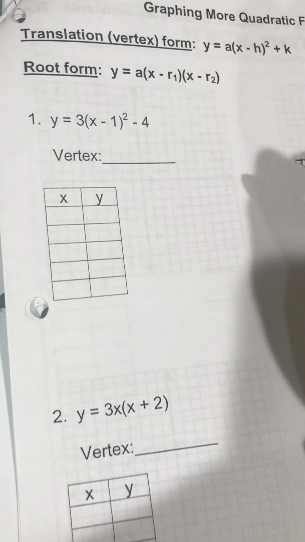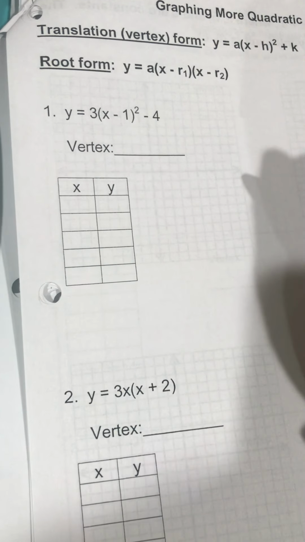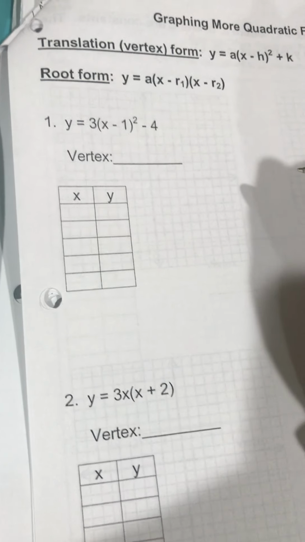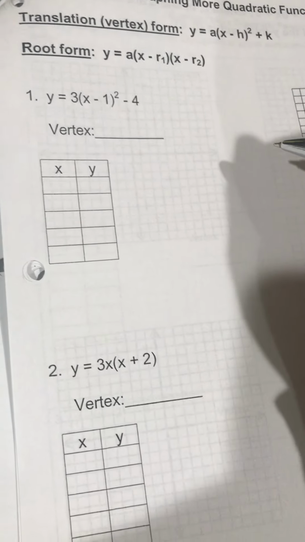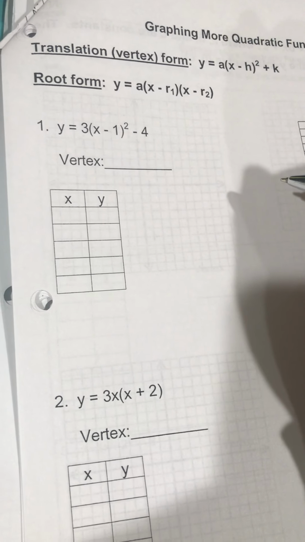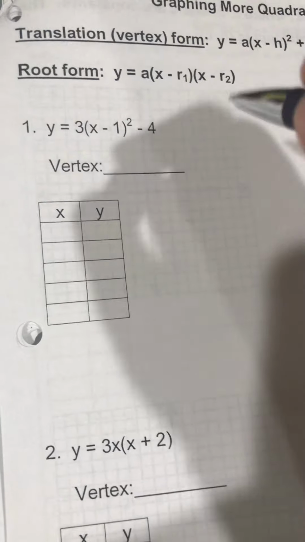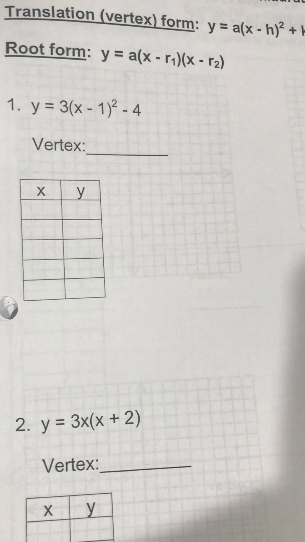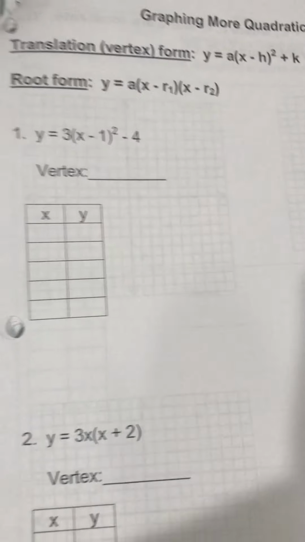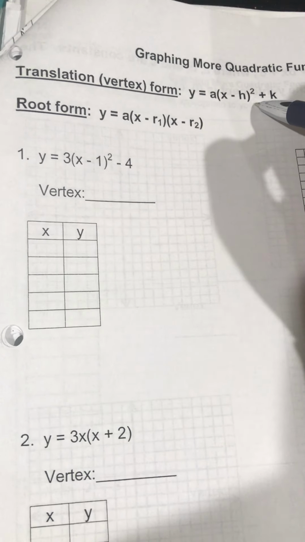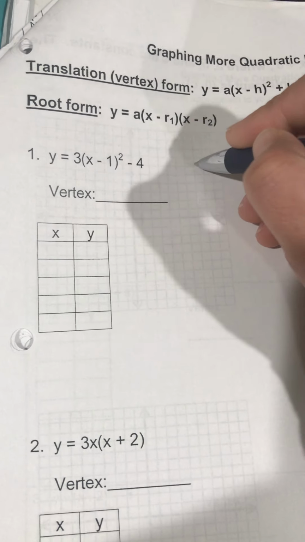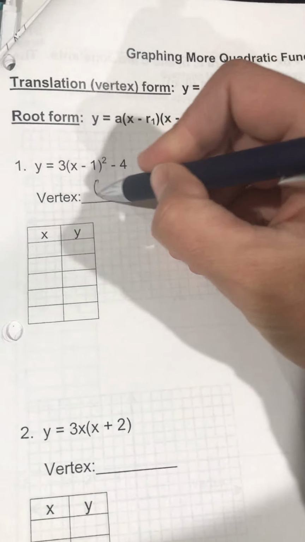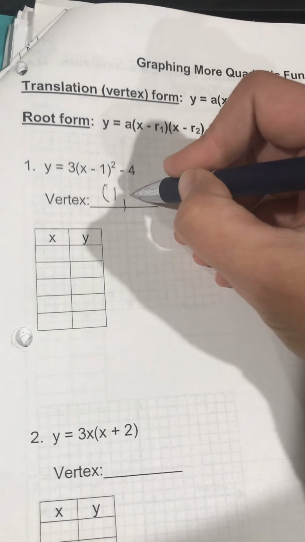Okay, so which one should I do? It doesn't matter, either one. We can just do the first one. So 3 parentheses x minus 1 squared minus 4. To me that looks more like the translation formula, so that's what I'm going to use. Your vertex is going to be h, k. So your h is going to be 1 and your k is going to be negative 4.